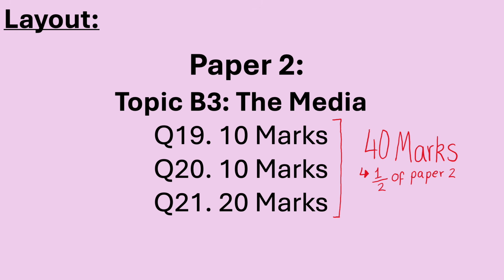But you'll be marked on 3 questions, and there are a 10 marker, 10 marker, and a 20 marker. And this is worth half of your paper. So for me, for my other half of the paper, I did family, but also that is another option. So you might have done something else.